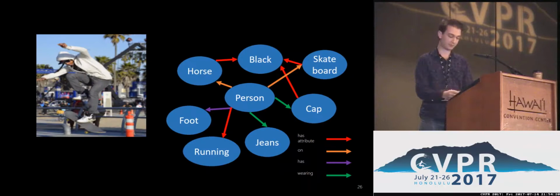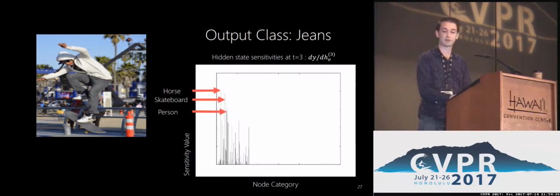We also find that we're able to get an intuition into how our knowledge graph is used in our system. You can find more details about this in our paper, but the basic idea is that we look at the sensitivity of each hidden graph node to a particular output, and this lets us know which nodes and relationships were most important for our classification.